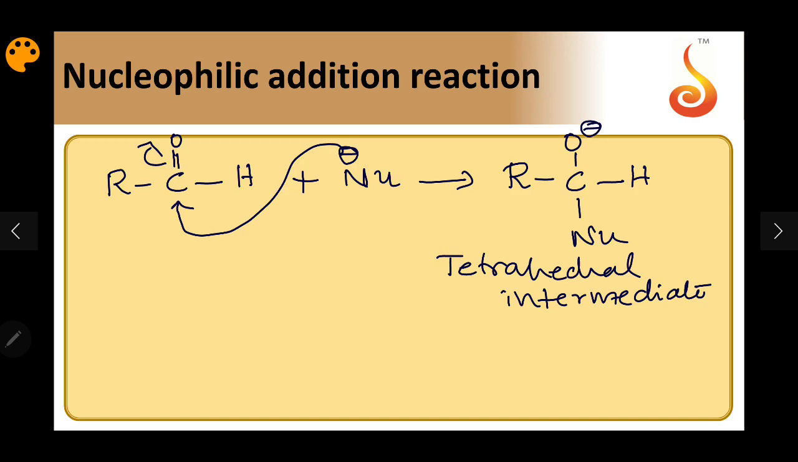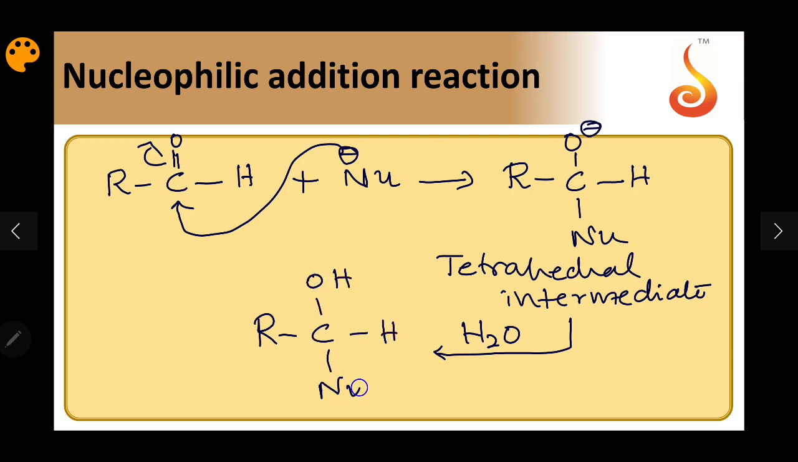So this intermediate, since the NO2 group is a good leaving group, it will undergo reaction with the solvent giving proton, RCOH, H and Nu. So basically it is undergoing nucleophilic addition. So aldehydes and ketones undergo nucleophilic addition as the main reaction.